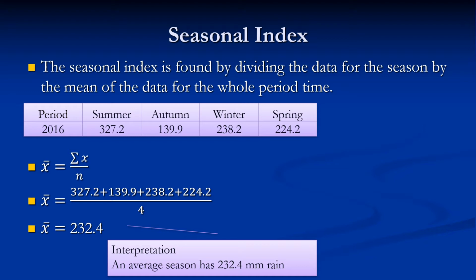So in 2016, down at Ashfield Road, we had 327 millimetres of rain in summer, so December, January, February, 139.9 in autumn, 238 in winter, and 224 in spring. Now, just to average them up, you add those four together and divide it by 4 because there's 4 numbers there. So we can say that an average season in this case has 232 millimetres of rain.